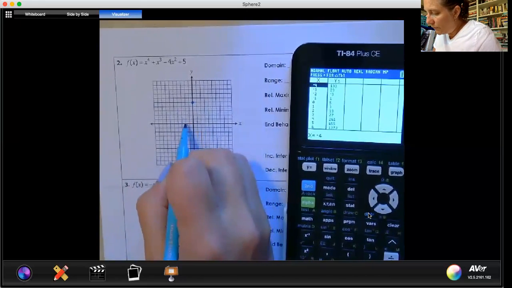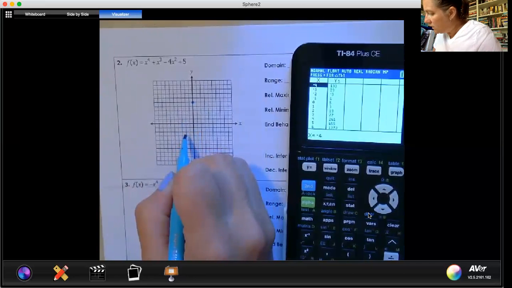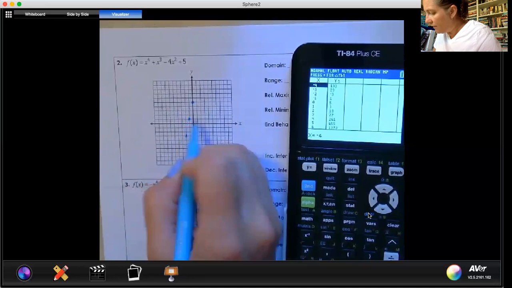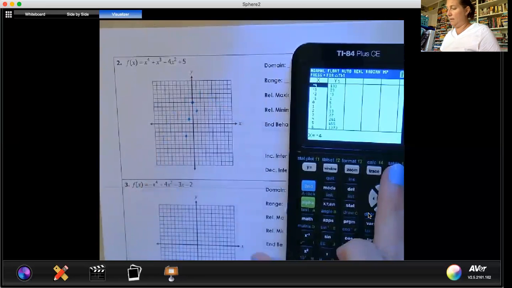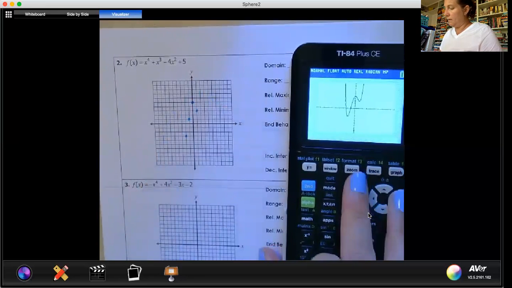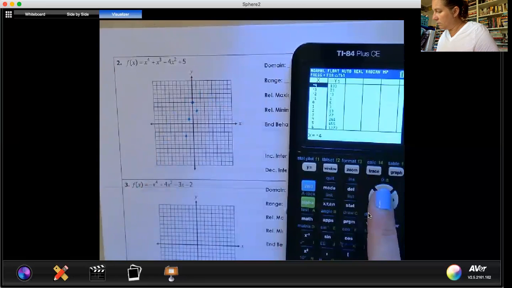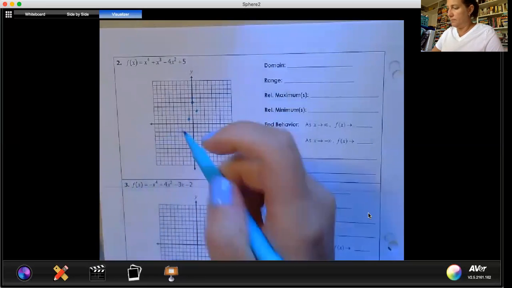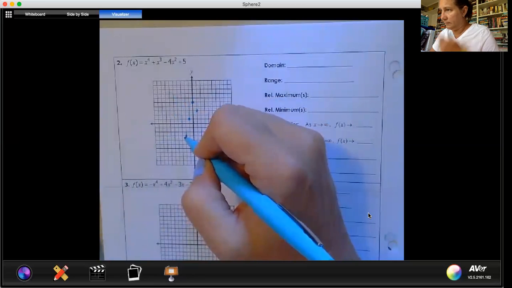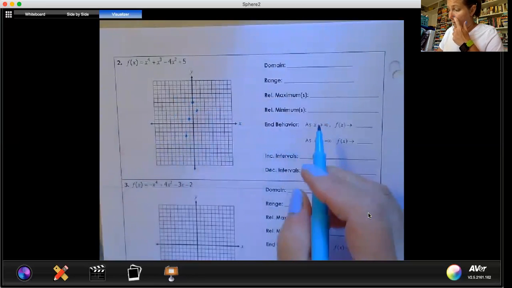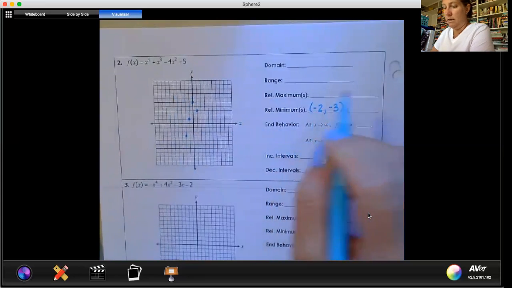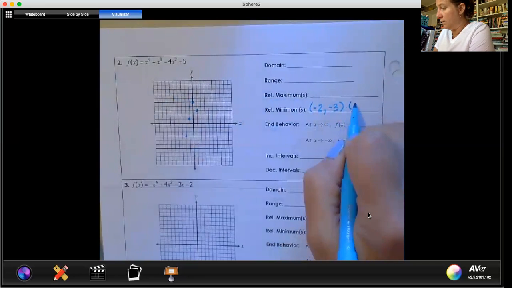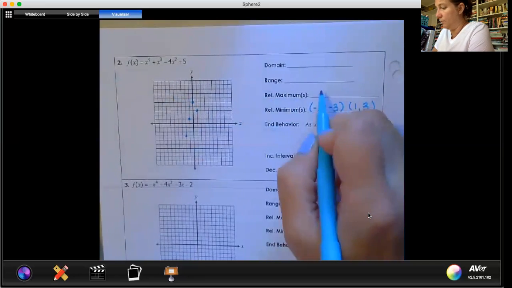So -2, -3, -1, 1, 0, 5, 1, 3, and then 2, 13 is going to be way up there. And let me look one more time. All right. This is going to be my minimum point. And I saw that on my graph, so I'm going to go ahead and put that on here. -2, -3. And then according to my graph, 1, 3 is also a minimum point. And my maximum point was 0, 5.